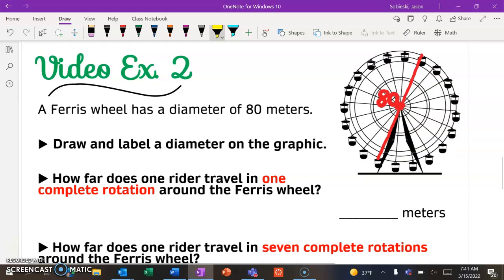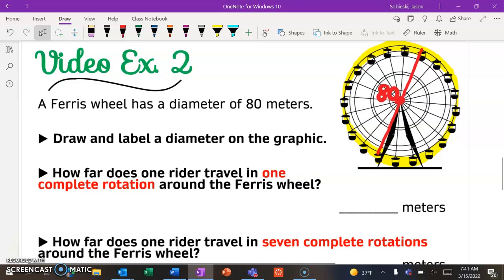So if you think about it, maybe the rider's starting down at the bottom here in that yellow car. And when they go around, they make a full rotation and come back to where they started. Hopefully you're seeing, after I highlighted it, that's circumference. So they're really asking us to find the circumference when they go one rotation around. So circumference is equal to pi, so 3.14, times the diameter, which we said was 80.